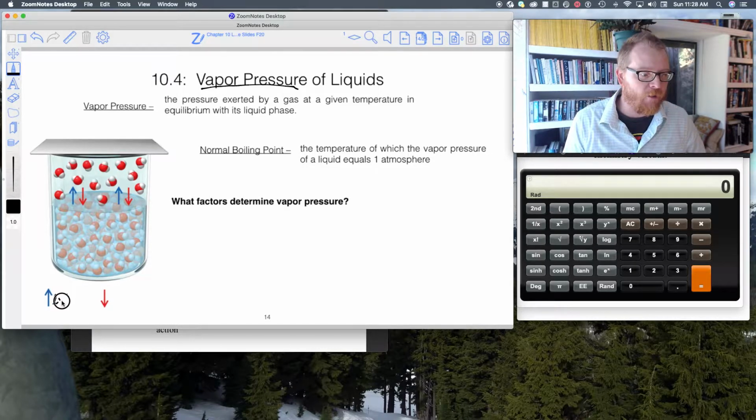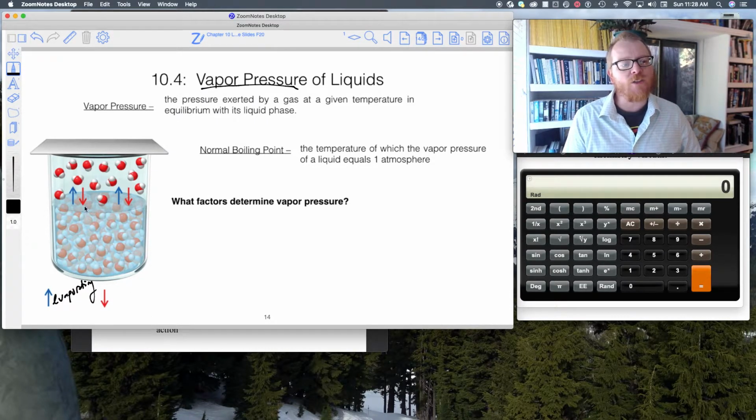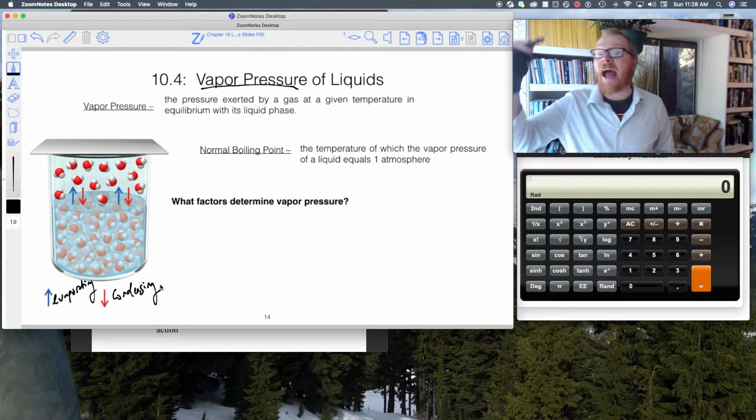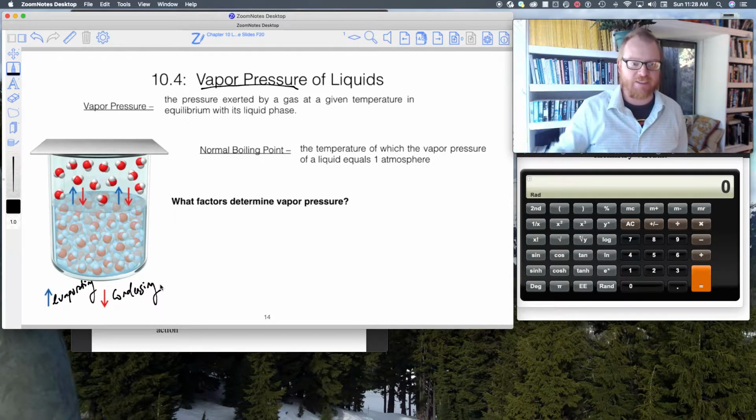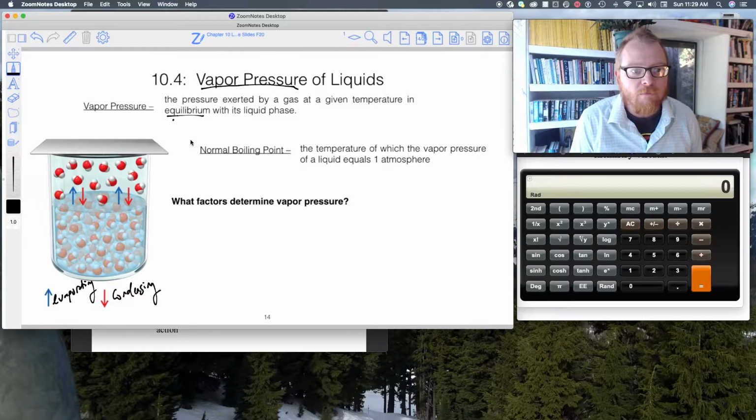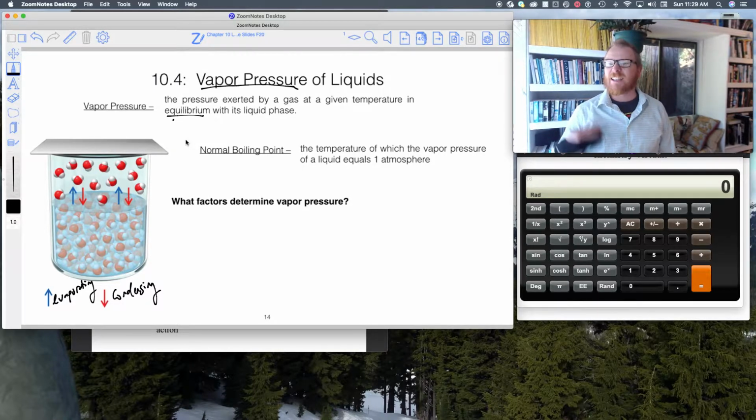So this blue arrow is evaporating. But then also there are going to be molecules that are condensing. That red arrow. Okay? And they're going to be going back and forth and back and forth. Evaporating, condensing, evaporating, condensing. Which is what we would call equilibrium. Okay? Once this process has steadied out.